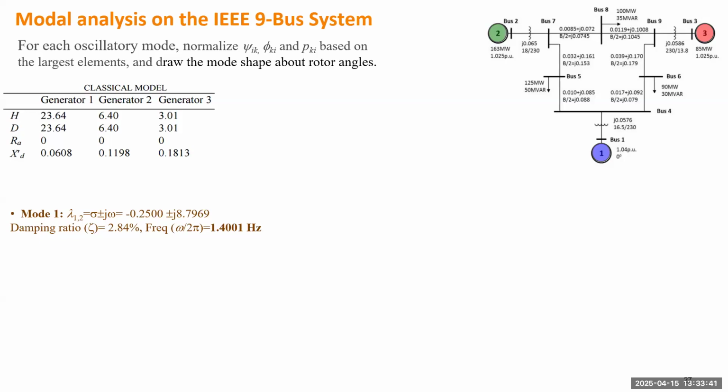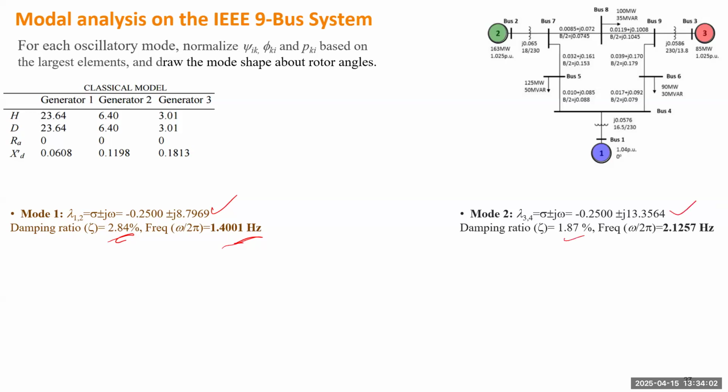For mode 1, the eigenvalue will be this one, and if you translate that eigenvalue, the real and imaginary part, into a damping ratio, the damping ratio is 2.8%, and frequency is 1.5 hertz. The second mode has this eigenvalue. The damping ratio is less than 2%. Frequency is higher, 2.1 hertz.